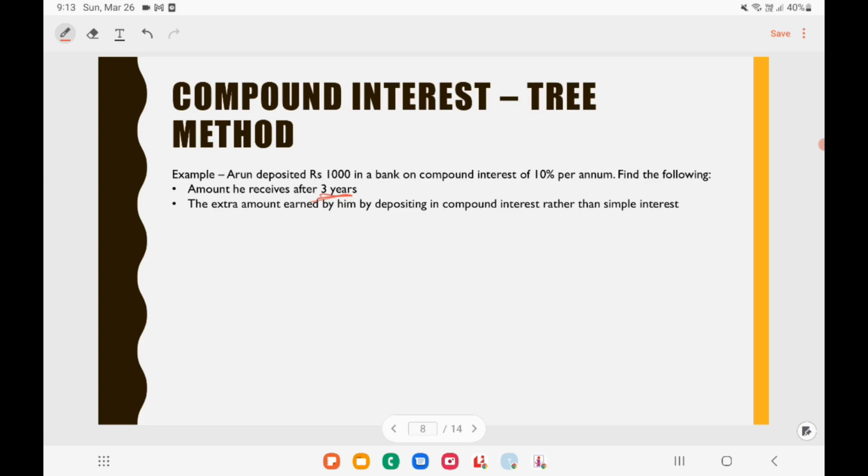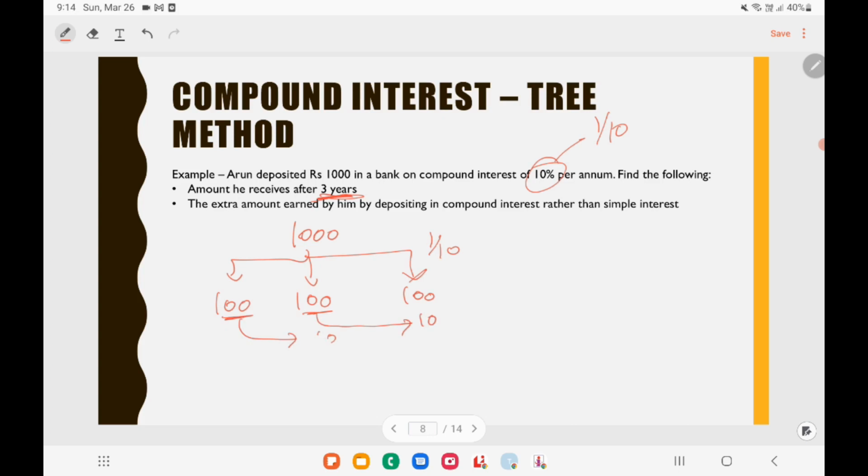Okay, so first you write 1000. Now 10% means 1 by 10, right? Here it is 3 years, so you need to draw 3 arrows. Okay, so we need to multiply 1000 with 1 by 10. You will get 100, 100 and 100. Right, now in the second step, you need to multiply this 100 with 1 by 10 and write it here. Now multiply this 100 with 1 by 10 and write it here. You also need to multiply this 100 with 1 by 10 and write it here. So you will get 10 again here.